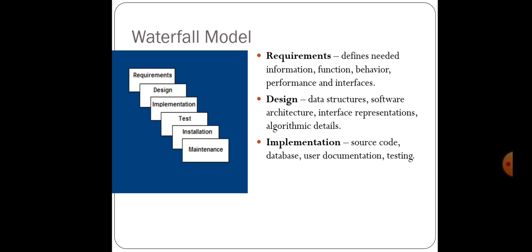One should understand the functions, behavior, the performance and the interfaces required in the system. Then in the design phase we are talking about the data structure, architecture, interface presentations, algorithms and so on. And finally when we are going to implement it, we will be talking about source code generation, database generation, documentation and the testing part.